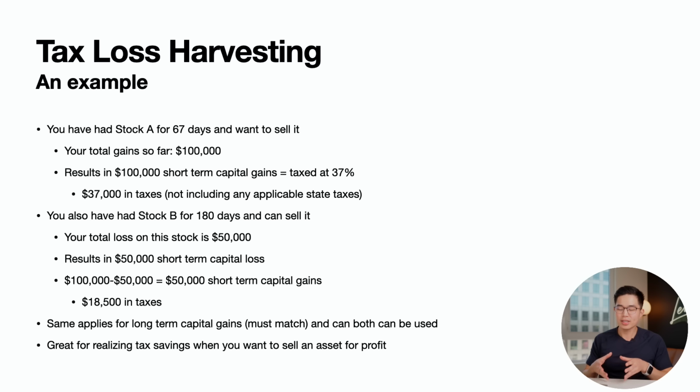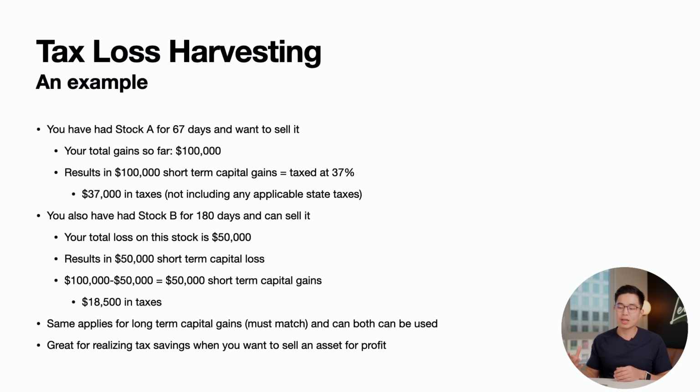On the other hand, you have had stock B for 180 days and you are thinking about selling it, right? You've actually lost $50,000 on this stock, which is not good, right? But you can actually use that $50,000 of short-term capital loss and offset that $100,000 of short-term capital gains.